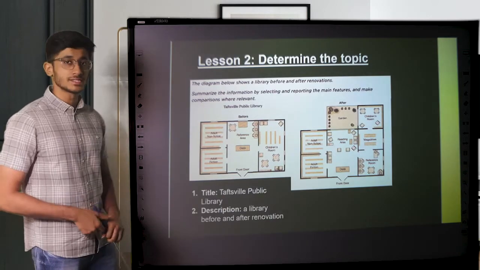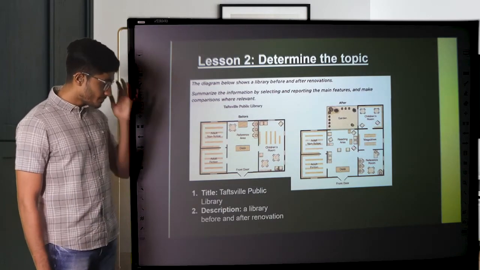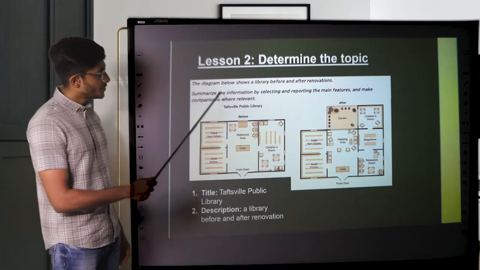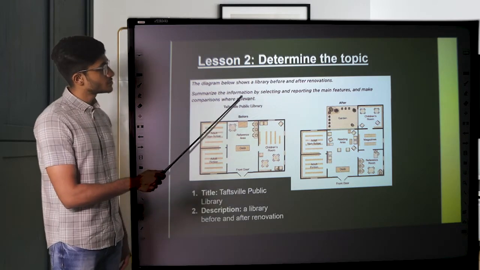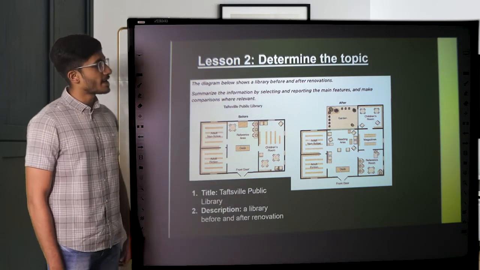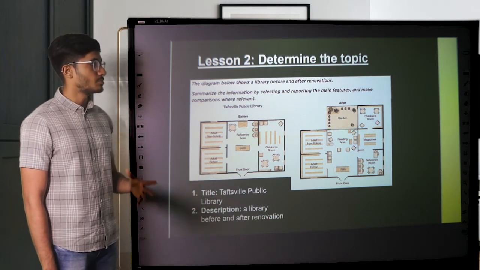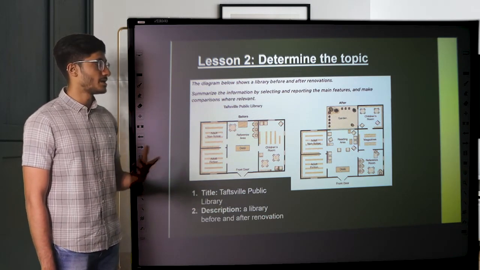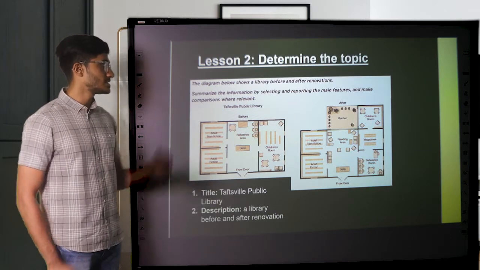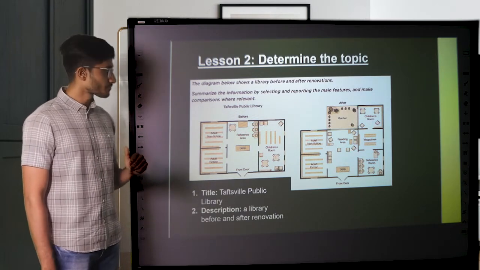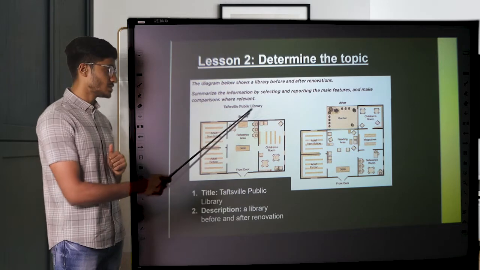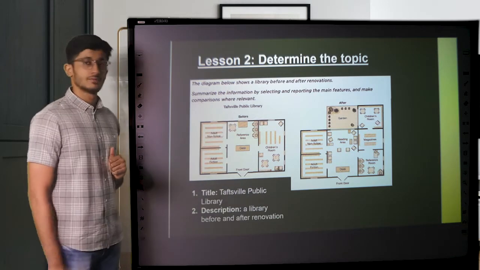Let's look at another example. So here, read the instruction. The diagram below shows a library before and after renovations. Summarize the information by selecting and reporting the main features and make comparisons where relevant. So the second sentence will always be the same. And here you have the title, which is Task-1 Public Library.